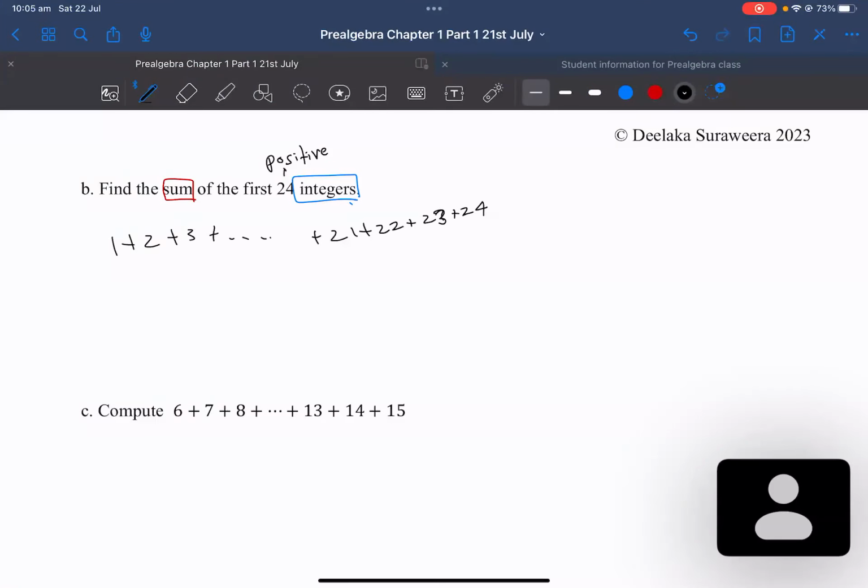How many pairs are there? How many pairs are there? The 24 pairs. There are 10 numbers. How many pairs do you have? Okay, we'll go back here. Yeah, 10 numbers, 5 pairs. 24 numbers, how many pairs?